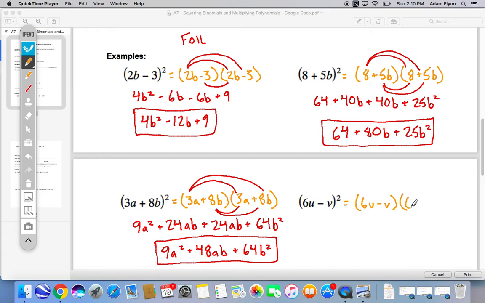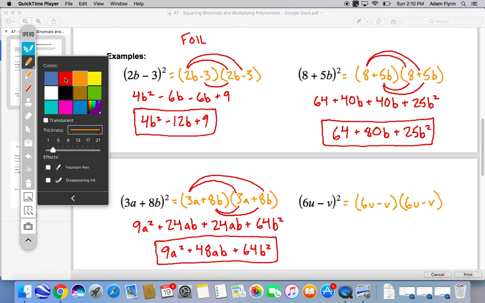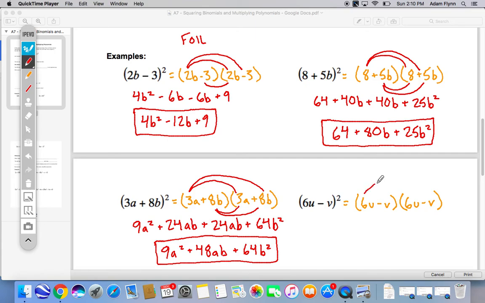So 6u minus v times 6u minus v. I'll multiply my first two terms. So I have 6u times 6u, which is 36u squared. My outside terms, I have 6u times negative v. So I have minus 6uv. My inside terms, negative v times 6u, so another negative 6uv. And my last two terms, I have negative v times negative v, which leaves me with a positive v squared.